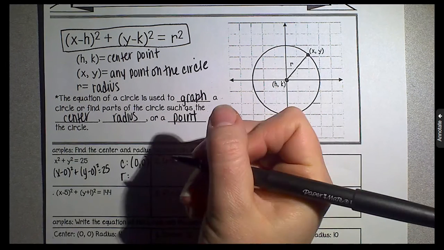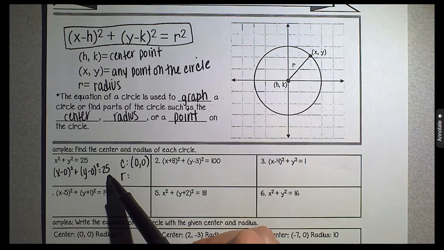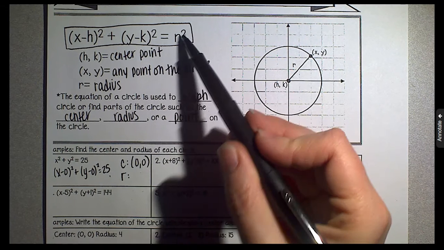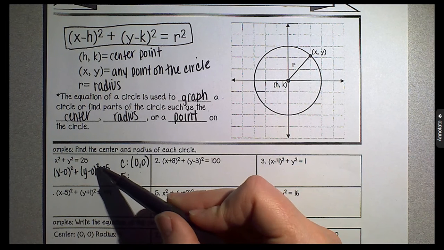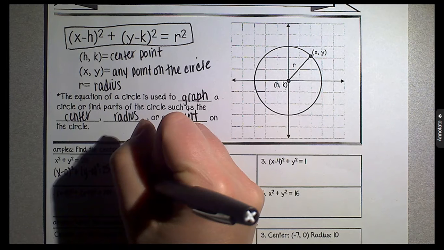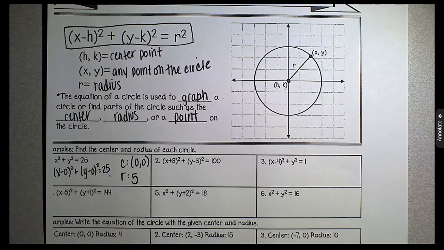And then we need the radius. Remember, the radius is not 25. That's the radius squared is 25. So in order to find the radius, we always take the square root of that. So the radius in this case would be 5. So pretty quick, once again, just getting used to where things are in that equation and how things are set up. That's about all you have to do for these ones, so we can kind of fly through them.